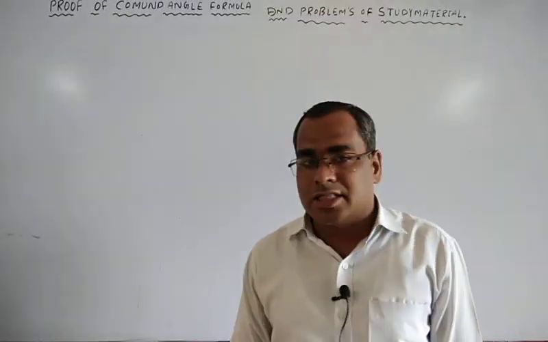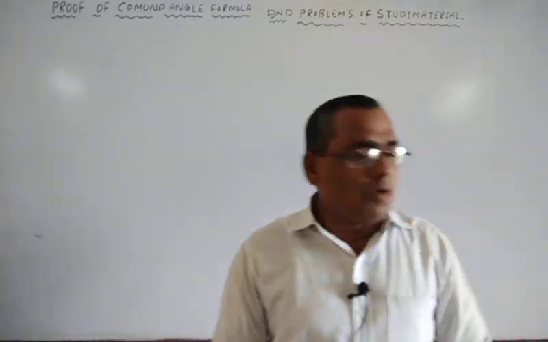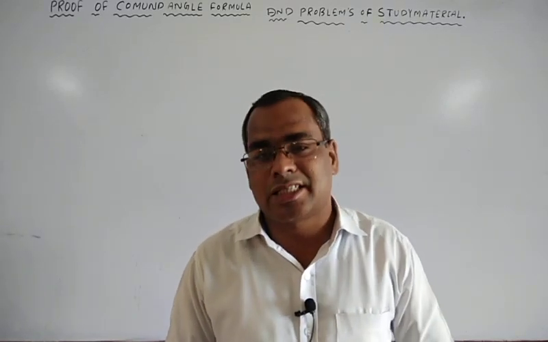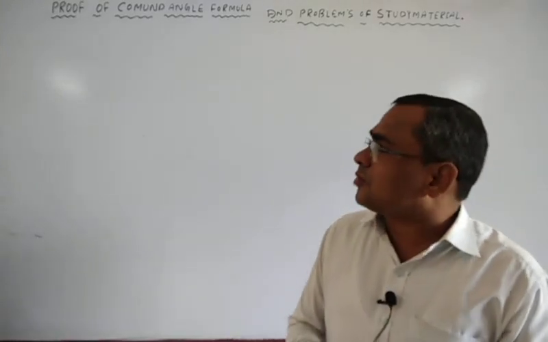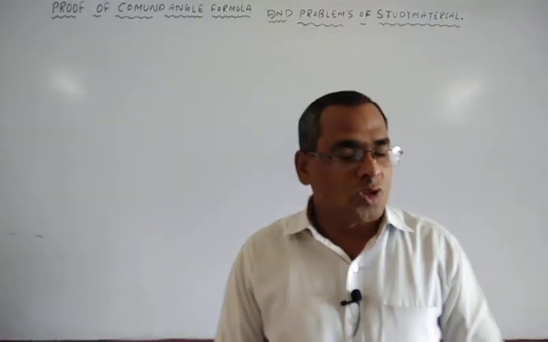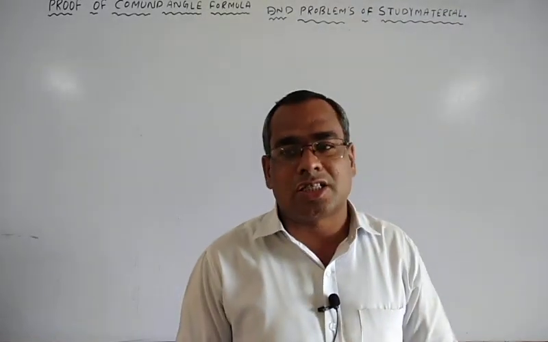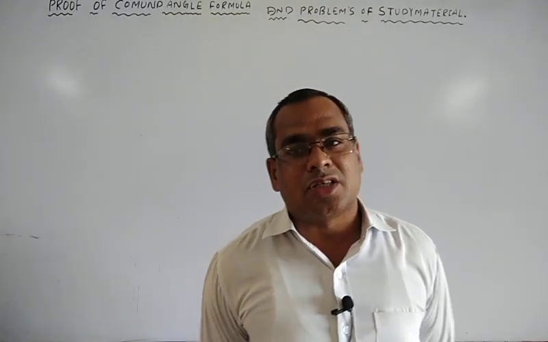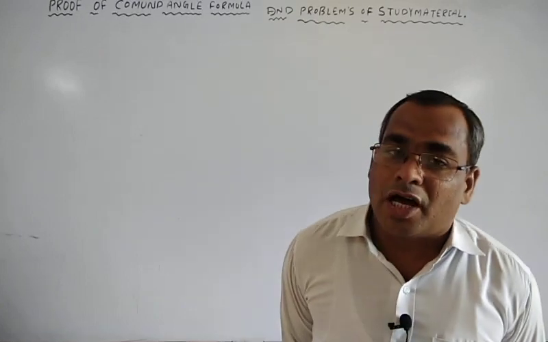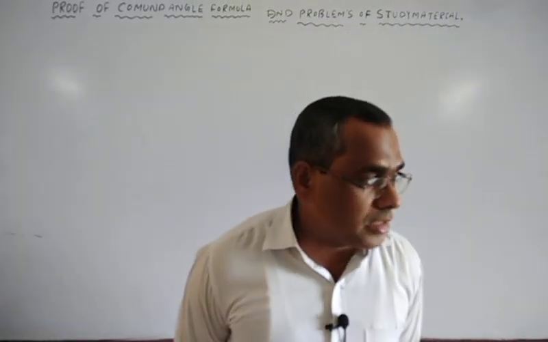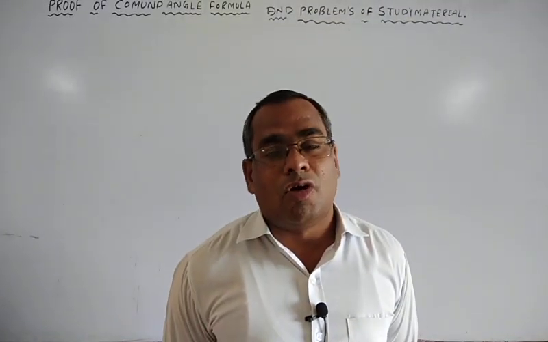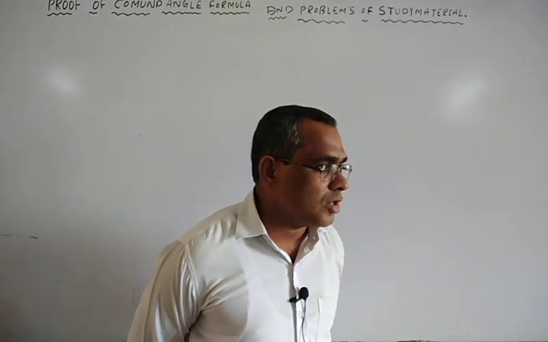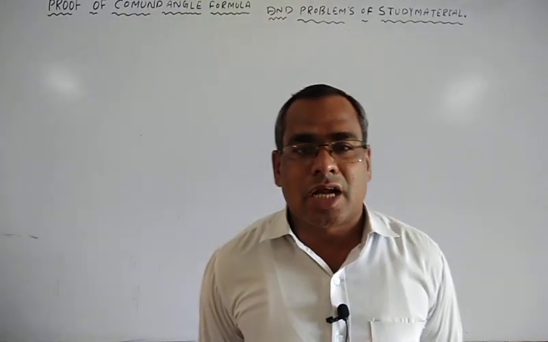So in this class we prove the compound angle formula. This proof is not necessary but we prove it in this class, and the problems of the study material. In the last class we already discussed the maximum and minimum value of a sin x plus b cos x for all x belongs to R, and the maximum and minimum value of a sin x plus b cos x plus c. Okay. So before starting, first we start the Brahmanath.